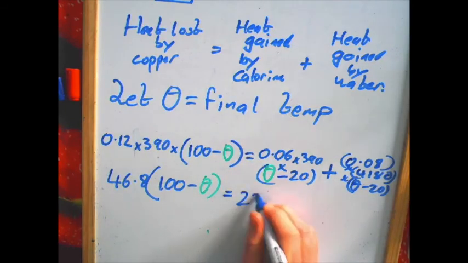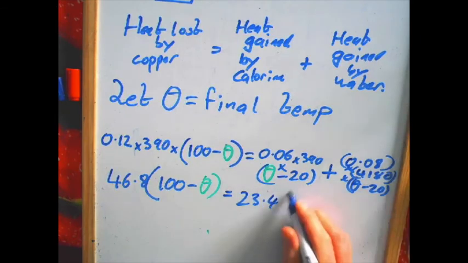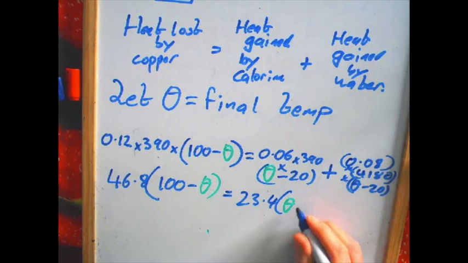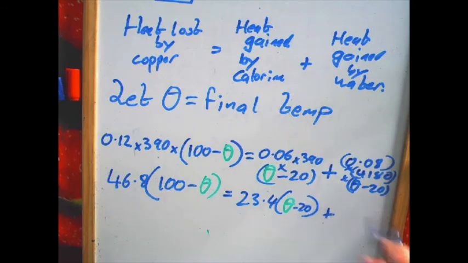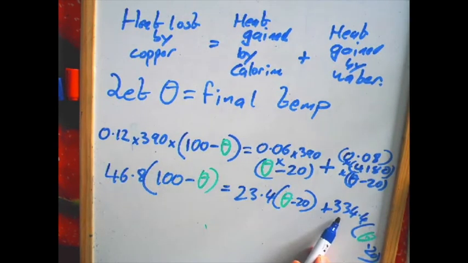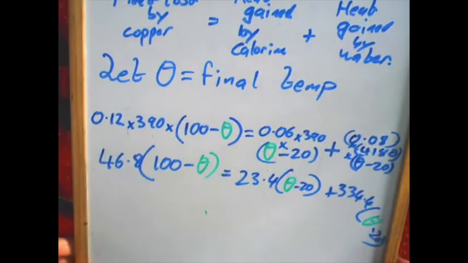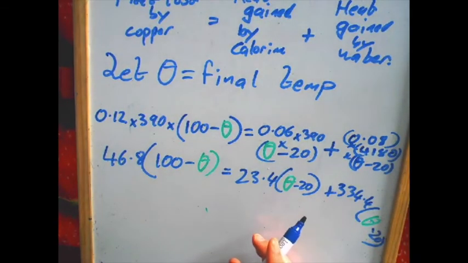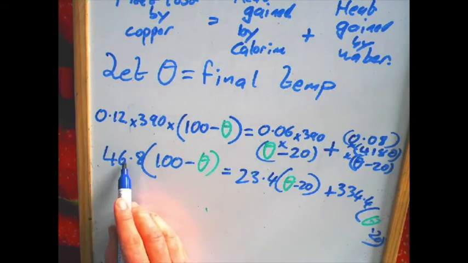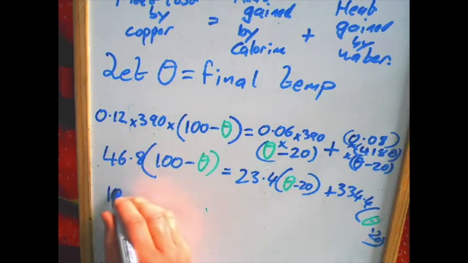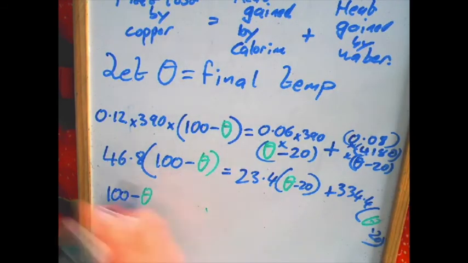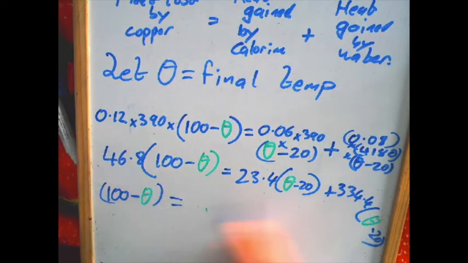So I think the easiest way here is, first off, let's handle this side. Let's multiply 0.12 by 390. I cheated a little, I did this earlier just to make sure, and I got 46.8. Again, we're going to leave out units until the end. Times 100 minus theta is equal to, and here I got 23.4 multiplied by theta minus 20, plus 334.4 times theta minus 20. And already the numbers are making sense, that this requires more heat to get the water up.